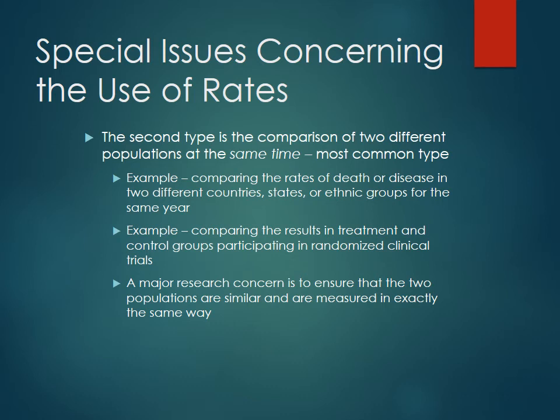The second type could be if you are looking at 2 different populations at the same time. This is probably the most common type you're going to be looking at. So instead of having a goal set for you, you can compare rates of death or disease in 2 different countries, states, ethnic groups, whatever you want it to be, for the same time period. For example, if we're looking at a treatment and a control group in a randomized controlled trial for, say, a new medication, you're looking at it for a specific outcome. Those 2 can be compared for sure. A major research concern is to ensure that the 2 populations are very similar and that they're going to be measured in exactly the same way. So again, make sure you're looking for confounders, make sure the groups are similar to one another. You don't have age being skewed one direction in one group versus another, things like that.